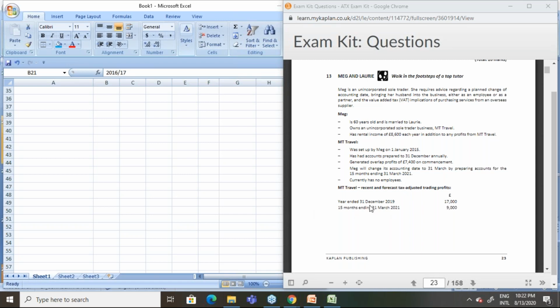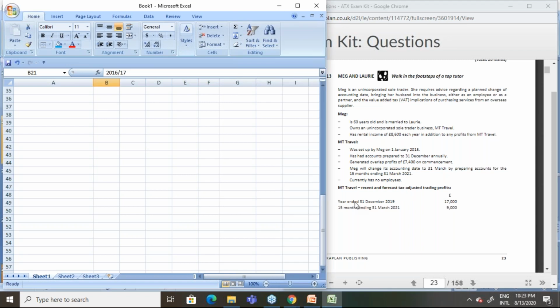Now what we should do is, year ended 31st December 2019. For that, we are applying the current year basis, 2019/20. We are applying the current year basis accordingly. Year ended 31st December 2019, that 17,000 should be taxed.